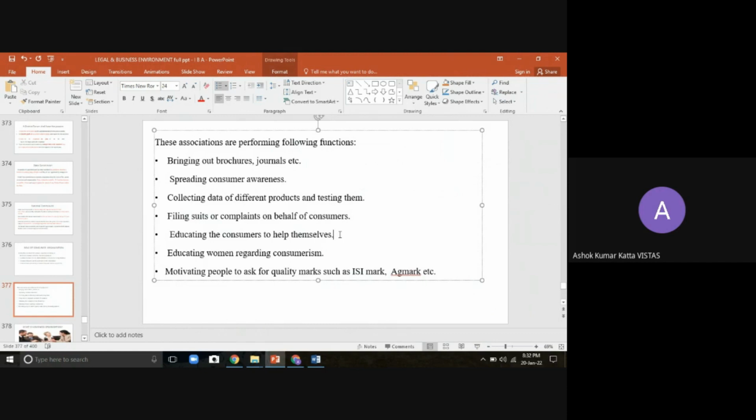Last one, motivating people to ask for qualifying marks such as the ISI mark and the UG mark. As you know, nowadays all companies are getting minimum certification: ISO, International Organization for Standardization, ISI, UG mark. So why are they getting all these certifications? The certifications are a symbol that the companies have a minimum substantiated quality of the product. Otherwise, this will not be sustained.